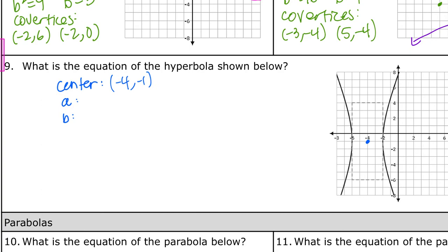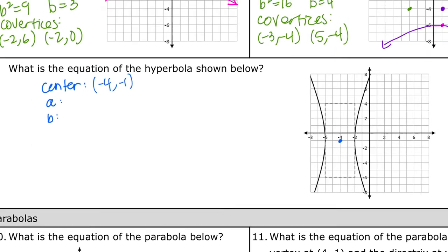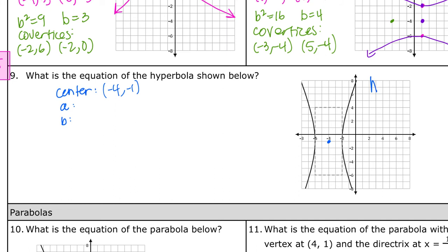Okay, then we need to find a and b. So this hyperbola is horizontal. So when you find a, you need to go either left or right from the center. So from the center, going to the right, that's a, and that is 2. Then b would be opposite of what your direction is. So if it's a horizontal hyperbola, b is going to go vertical. And when I count 1, 2, 3, 4, 5, b is 5.